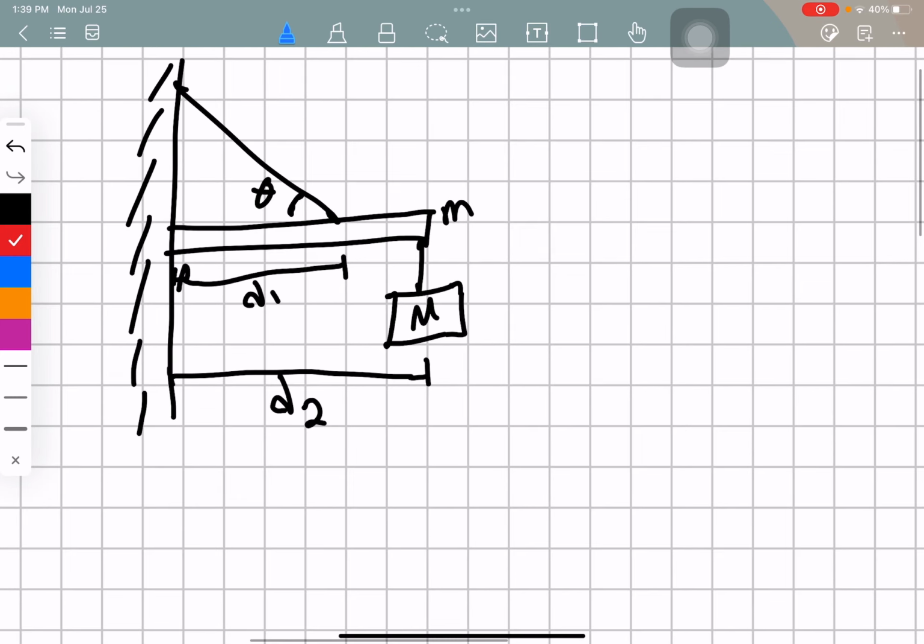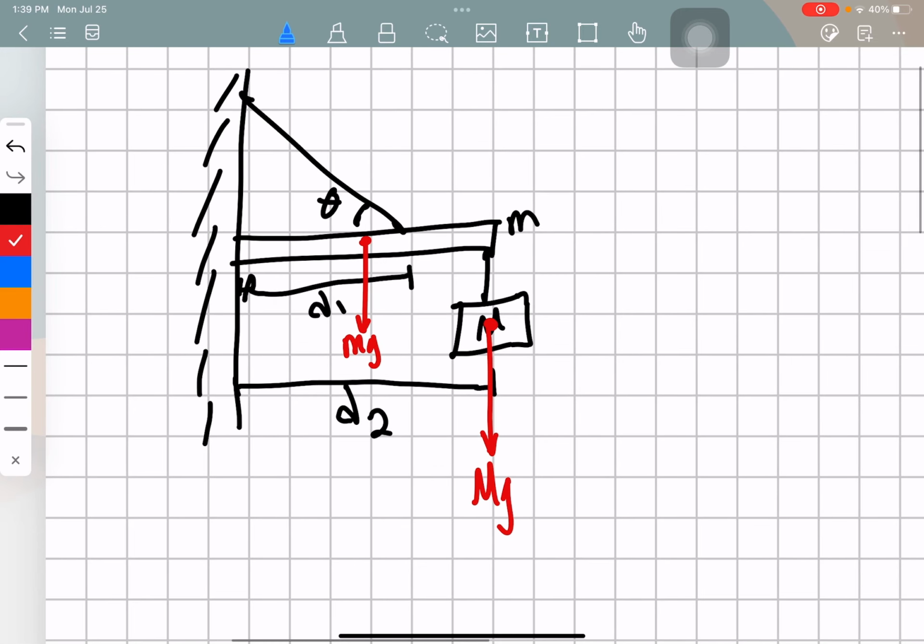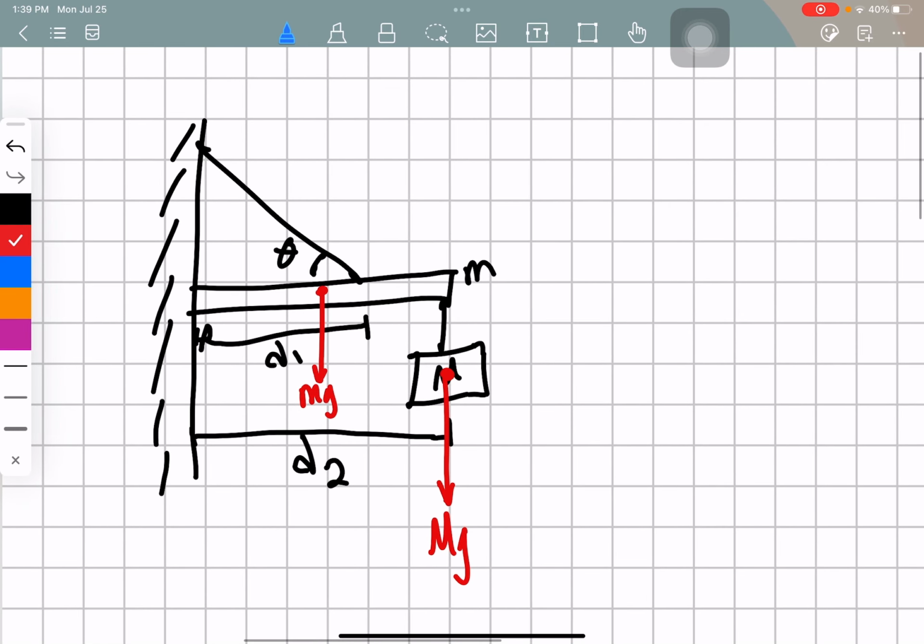So first things first, we need to find the forces acting on that drawing right here. So first, acting on the beam, we have the weight. So this is big Mg. Okay, in the middle here we have this right here, which is smaller mg. Okay, here we've got this tension.